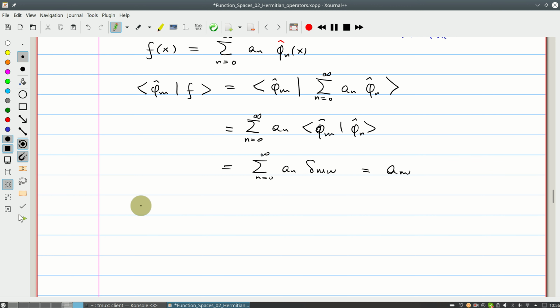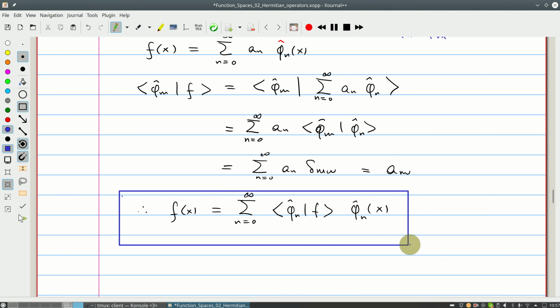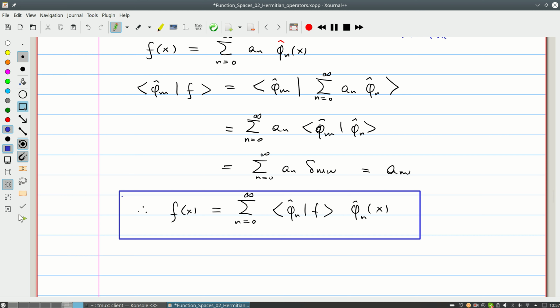That's why we know what the a_m's are, and therefore f of x would be written as the sum from n equals 0 to infinity of the a's, which are the inner products of phi_n hat with f, times phi_n hat of x. This kind of expansion is something we're going to use pretty often, so let's give it a box there. It's identical in form to the expansions we used for finite vectors.